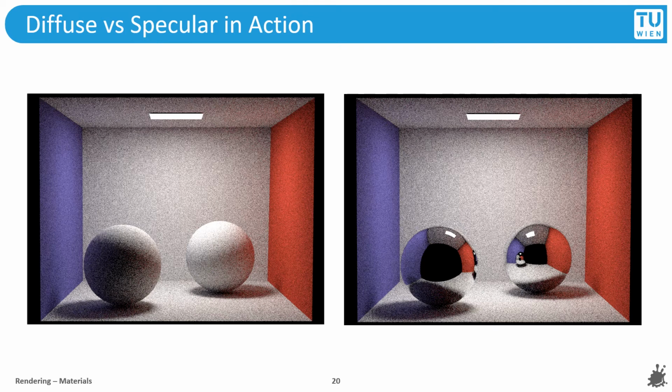And here we can see the immense difference that this makes. Replacing diffuse materials with specular mirror materials immediately adds an effect of interesting visual quality to our scene and can make them more complex and more interesting to spectators.